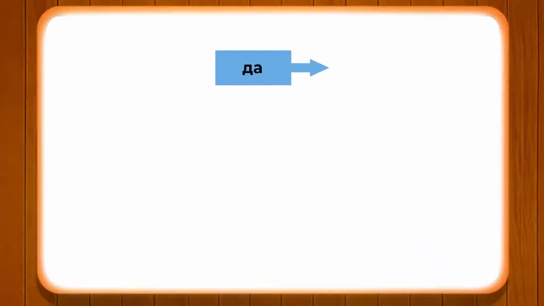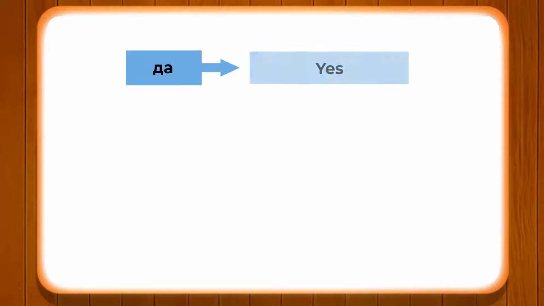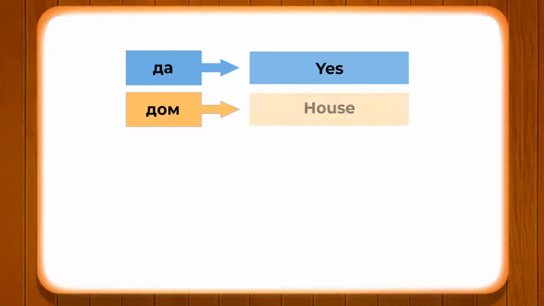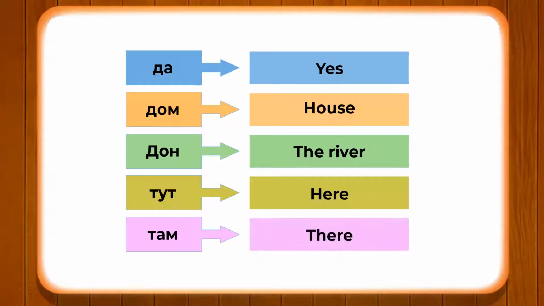So, the combinations of letters in the form of a word are da, dom, don, tooth and tam. Here you can see some of the words which are very popular and often used in Russian, such as da, which means yes, dom, which means house, Don, the name of a very famous river in Russia, and tooth and tam, which means here and there.